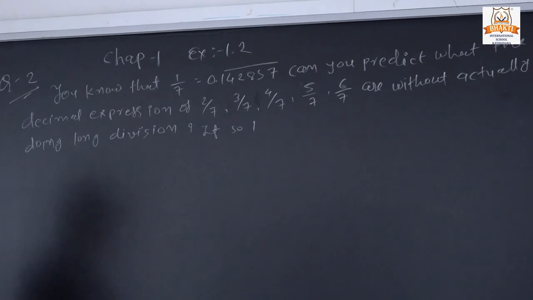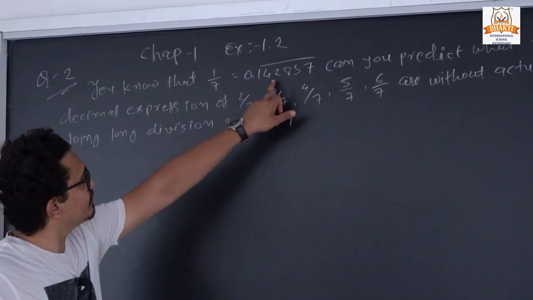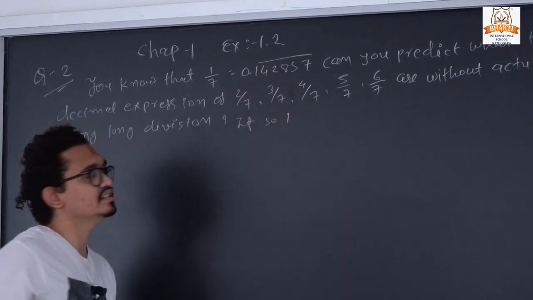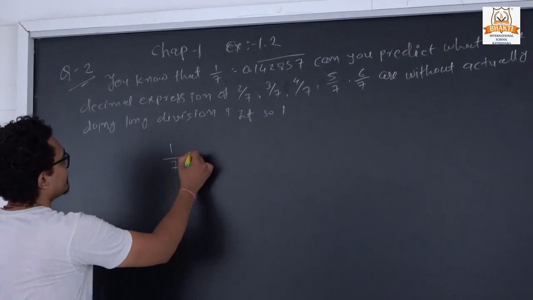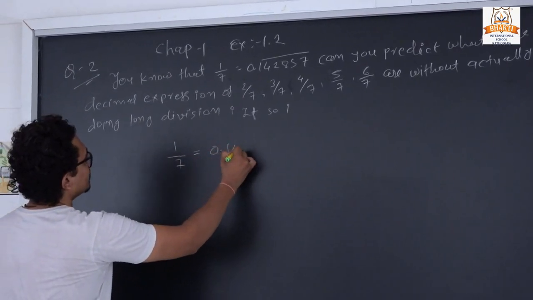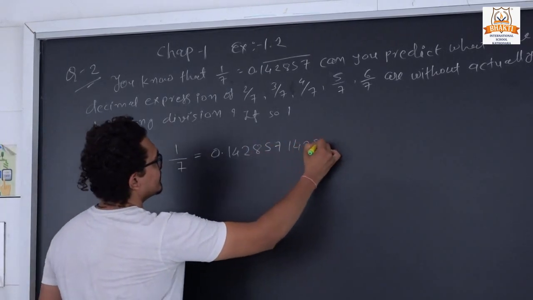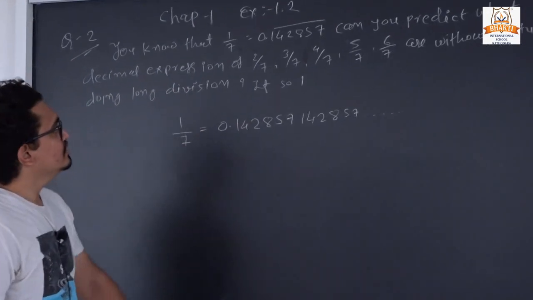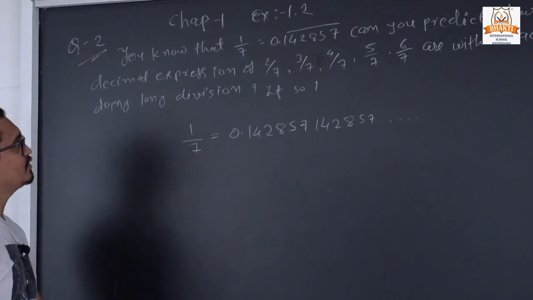You know that the value of 1 by 7 is equal to 0.142857 and bar means what? That these digits are repeated. So we can write 1 by 7 as 0.142857, once again it will be repeated, so it will be continuous. So can you predict what the decimal expression of 2 by 7 is?